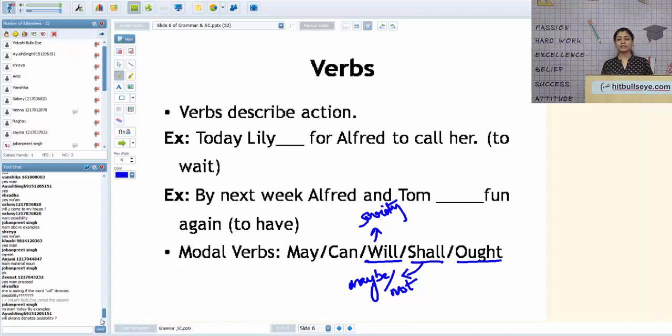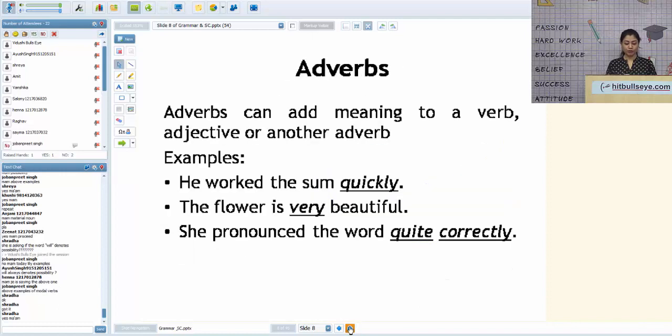No, not necessarily. Will not always denote possibility. As you see, will also talks about future tense, right? When you want to talk about a future tense, you also use will. I hope your doubt is clear now, Shraddha. Great. Let's move on to adverbs.